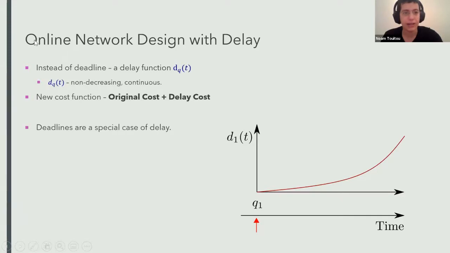It is worthy of note that there is also a generalization of deadlines, which is delay, in which the deadline of a request is replaced by an increasing delay function, such that the more you delay in serving the request, the more cost you incur. So this prioritizes earlier service of requests, and deadlines are a special case of this delay problem.